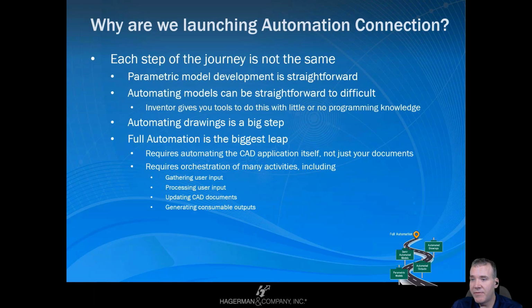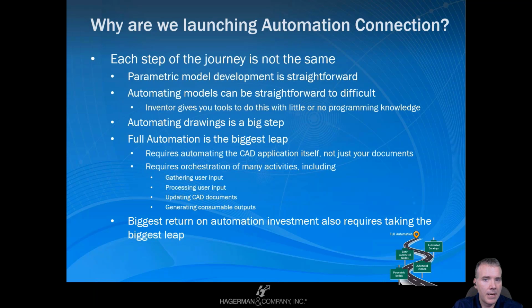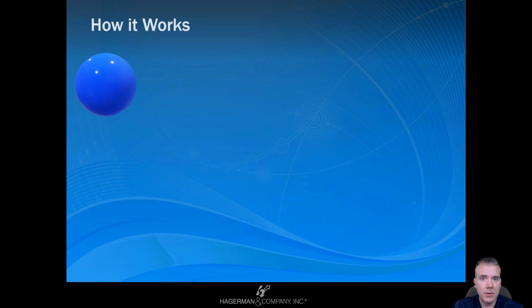But that full automation is by far the biggest leap. It requires automating the CAD application itself. You've got to have something orchestrating input from a user, applying that input to the right model, generating outputs, right? That requires programming. There's nothing really that I'm aware of out of the box today that automates that whole process in general, right? But that's what Automation Connection is going to do. That can be the biggest return on investment in a lot of cases, but it's also the biggest step to take. So that's why we have come up with Automation Connection.